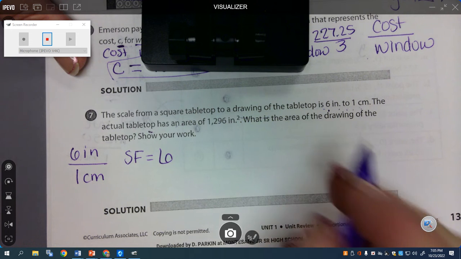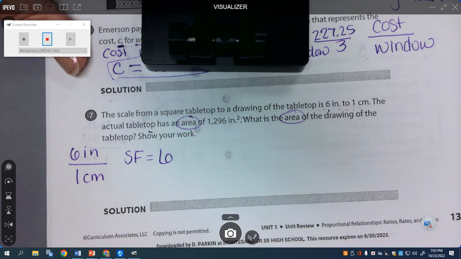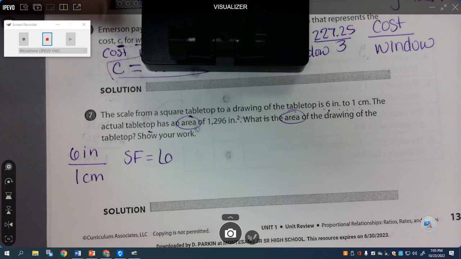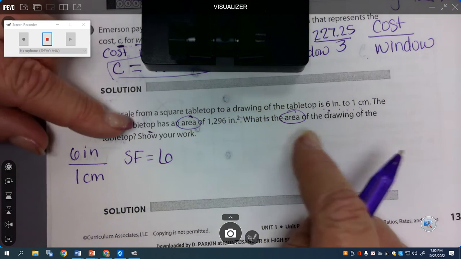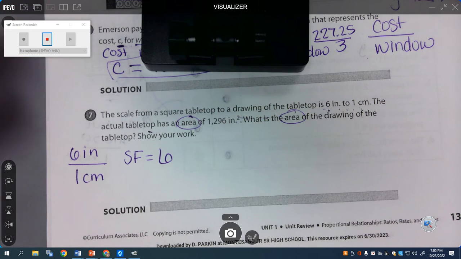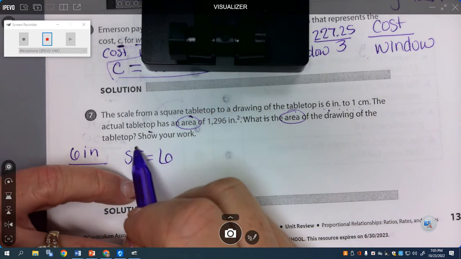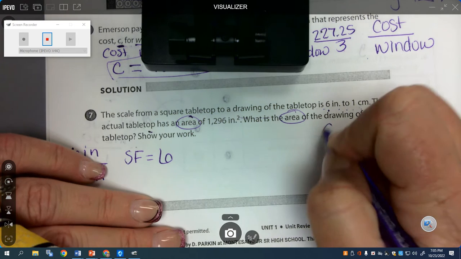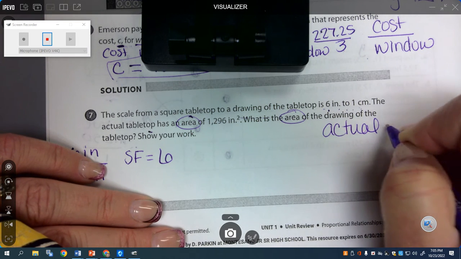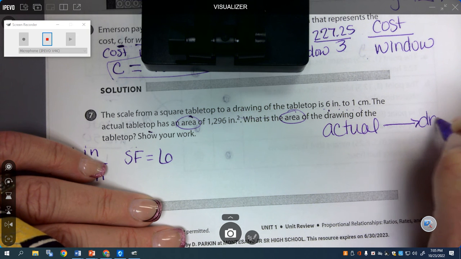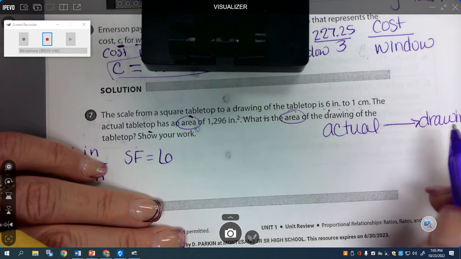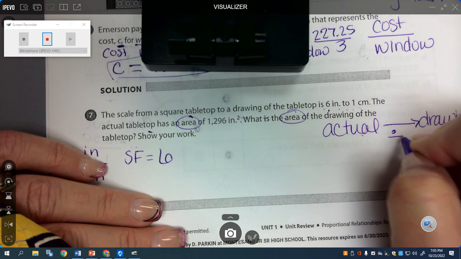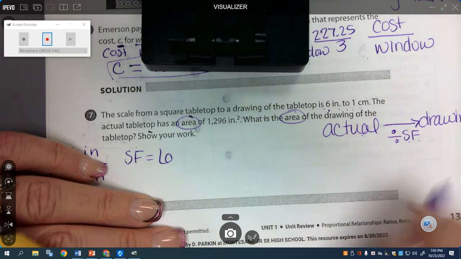Do not let the word area make you do things you shouldn't be doing and finding things you shouldn't be doing. All right, we're comparing area. We're not looking to find the value of the area. So you're not going to try to do A equals pi r squared because it's a circular tabletop. No, we're looking for the area of the drawing of the tabletop. So we are going from the actual area down to the drawing. If you remember, when you go from the actual down to the drawing, you are going to divide by the scale factor.